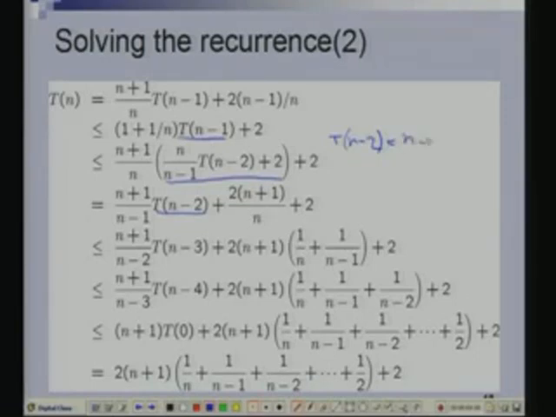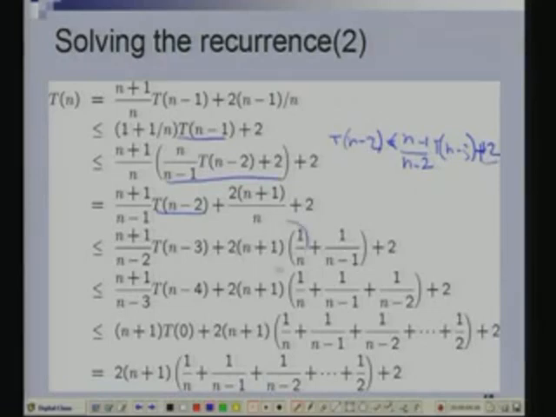It would be (n minus 1) over (n minus 2) times T of (n minus 3) plus 2. Actually, it will be less than or equal to this quantity. So that is what I am going to replace it by. Now, n plus 1 over n minus 1 times n minus 1 over n minus 2. The n minus 1 cancels, and I get n plus 1 over n minus 2 times T of n minus 3. This multiplies with this 2 to give me 2 times n plus 1 over n minus 1.